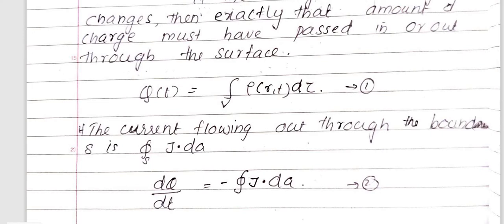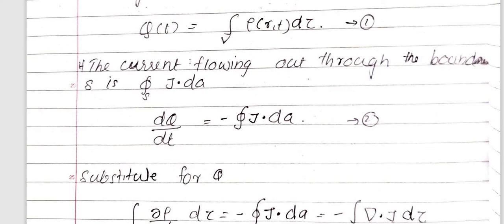If the charge in some region changes, then the corresponding charge must pass in or out through the surface. So we know that charge Q of t can be written in terms of charge density rho. Q of t is nothing but the volume integral, Q equals the volume integral of rho d tau. If the current is flowing out through the surface, it can be written as the closed integral of j dot dA. So the change in charge dQ by dt is equal to minus the integral of j dot dA, that is the current flowing out through the surface.